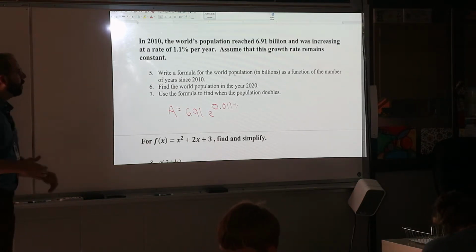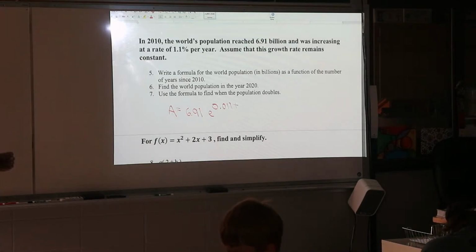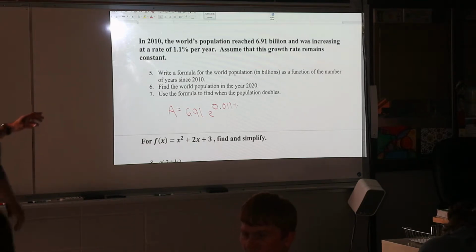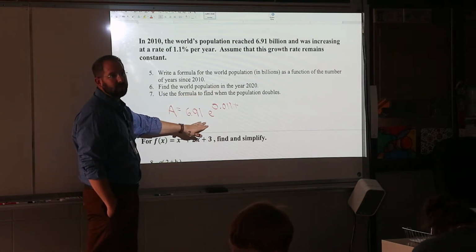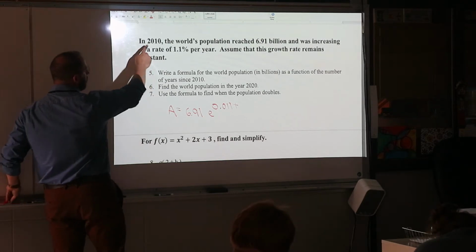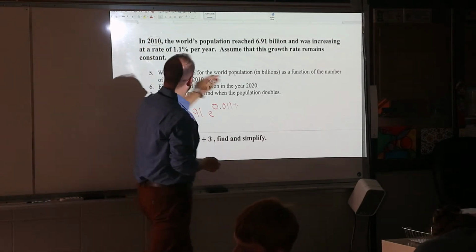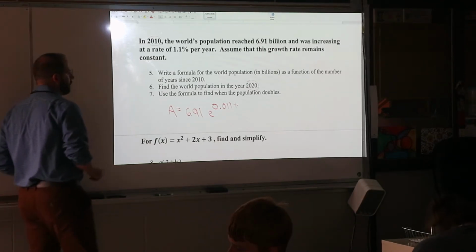Number 6, what will the population be in 2020? You just have to plug in the T. The T is time, and it has to be from 2010. You really have to know where you started to where you're going, because this is my initial formula for 2010. So if we're going out to 2020, you have to find the difference in years from here to here, and that's what goes in your power. You guys are all saying 10, that is correct. So I'm going to put a 10 there.